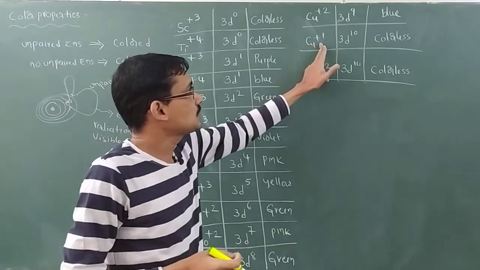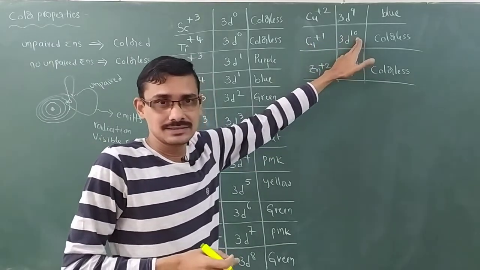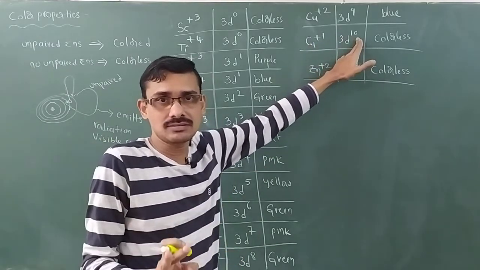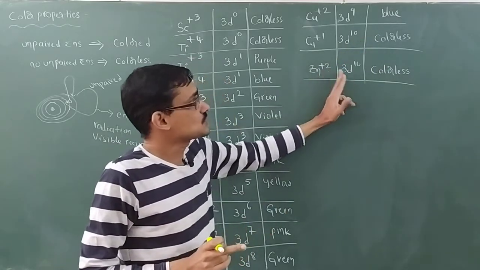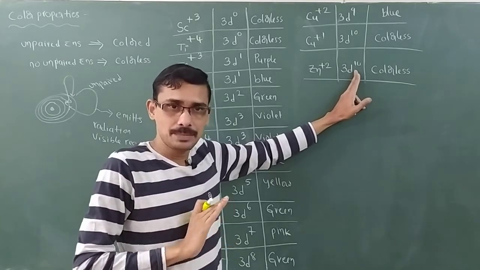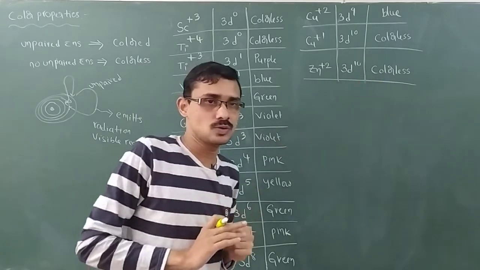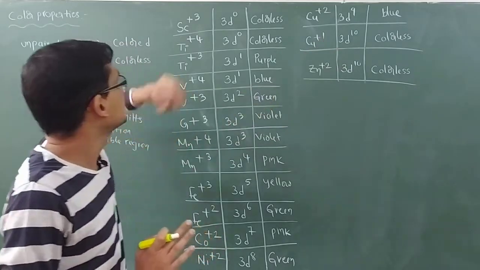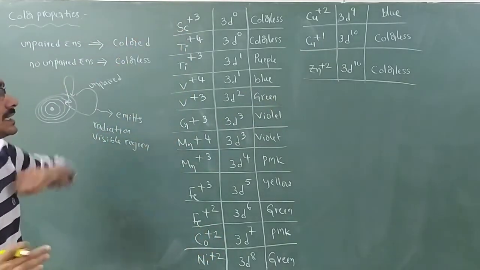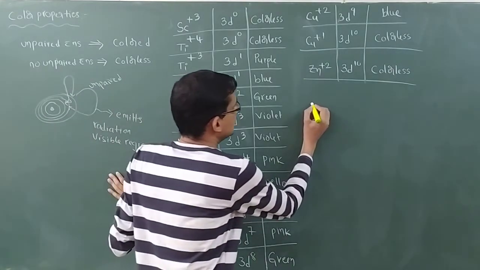Similarly, copper plus 1 is 3d10, which means all are paired electrons, there is no unpaired electron, colorless. Zinc plus 2, 3d10, all are paired electrons, colorless. So how many are colorless? Zinc plus 2, copper plus 1, scandium plus 3 and titanium plus 4. These are colorless in nature.